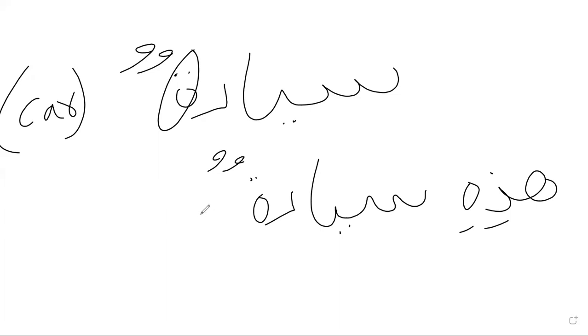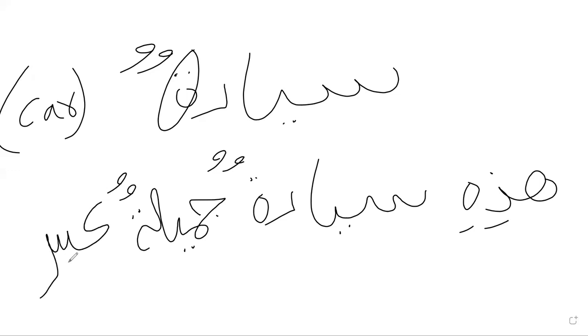هذه سيارة jamilatun. Jamilatun. And then what's the next one? Kabiratun. Kabiratun means big. I'm running out of space here, so I'll have to continue from the next line. هذه سيارة جميلة كبيرة. So far it means this is a beautiful and big car.